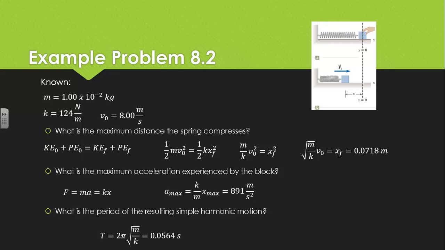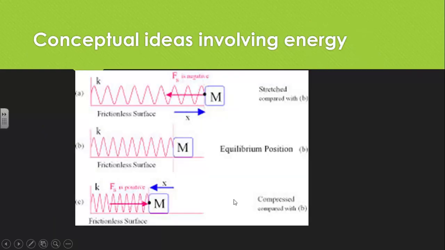Period of the resulting simple harmonic motion, well, if I know m and k, I could solve period. I didn't really need to do the other two. Period is 2 pi square root of m over k, so it's 0.0564 seconds. So this is a block that bounces back and forth really, really quickly, 20 times a second. And it goes 7 centimeters back and forth, moving up to 8 meters per second. So thinking about that 891 meters per second squared of acceleration makes a little bit more sense.